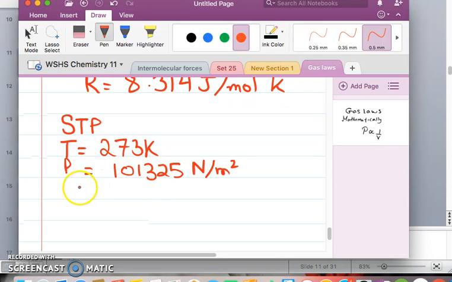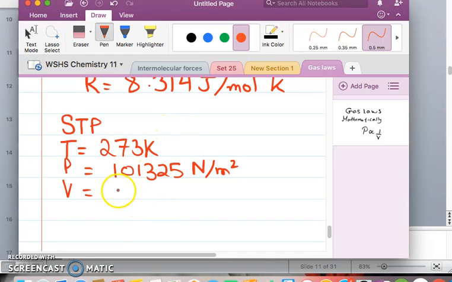Now, what's the volume? Well, according to the data booklet, it is 22.7 liters. But just for fun, I'll take 22.4. Why? I just want to get 8.314, which is the universal gas constant, which shouldn't change. If I take 22.7, it will change. It will be wrong. I hope so. I've put a lot of pressure on me now.